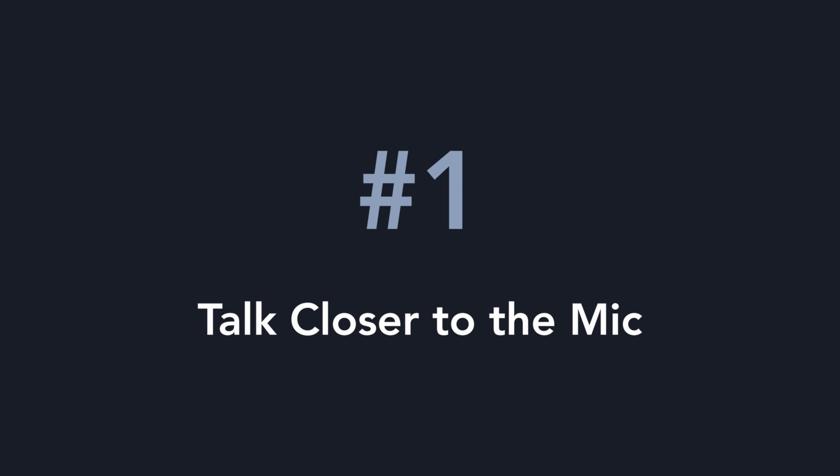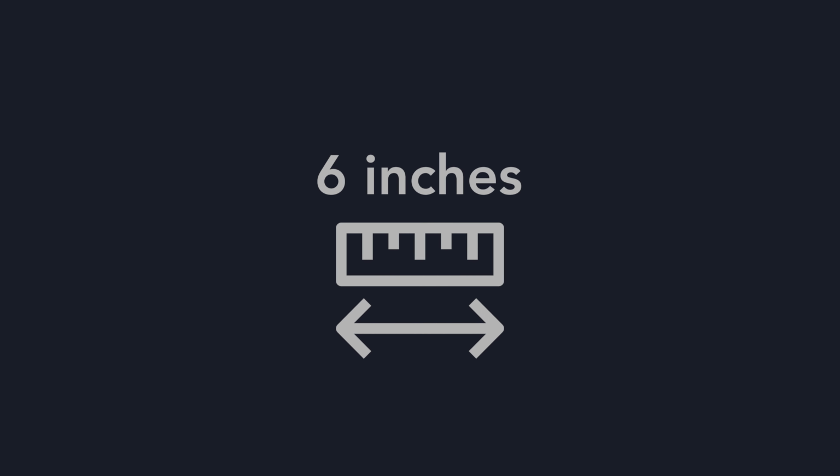This first one may sound obvious or even weird, but making it so there's less room for sound to travel between your mouth and the mic will eliminate any extra reverb that can reduce the audio quality. While it will depend on the mic you're using, for the average cardioid mic, a distance of about 6 inches is a good standard.